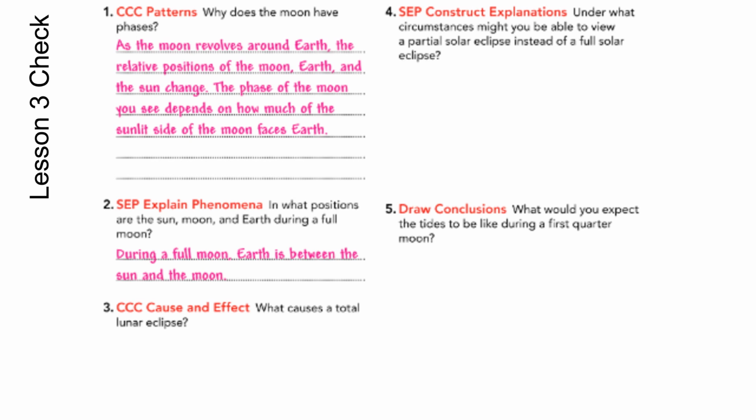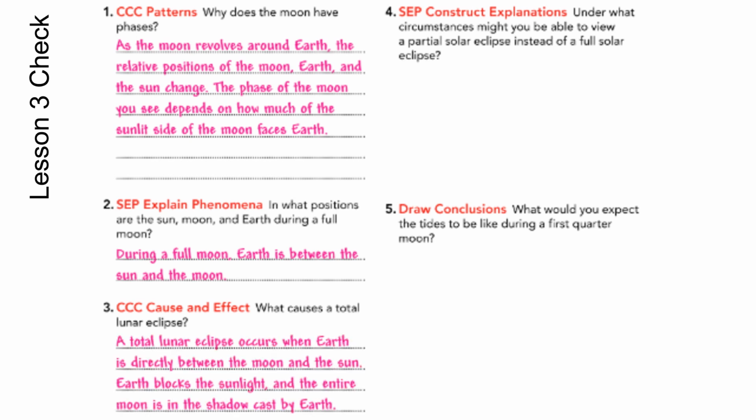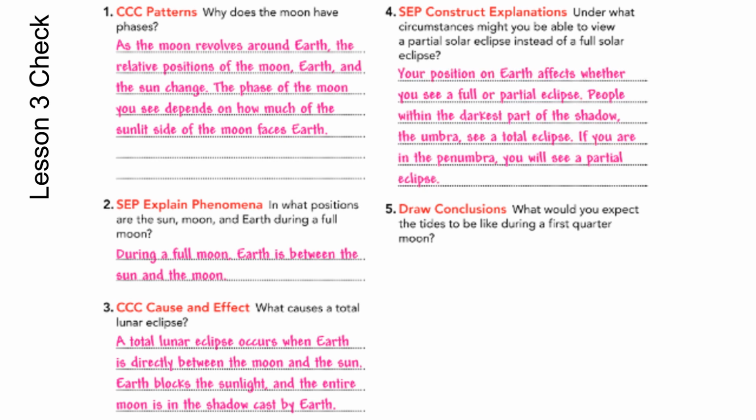3, what causes a total lunar eclipse? A total lunar eclipse occurs when Earth is directly between the moon and the sun. Earth blocks the sunlight and the entire moon is in the shadow cast by Earth. 4, under what circumstances might you be able to view a partial solar eclipse instead of a full solar eclipse? So your position on Earth affects whether you see a full or partial eclipse. People within the darkest area of the shadow, the umbra, see a total eclipse. If you are in the penumbra, you will see a partial eclipse.